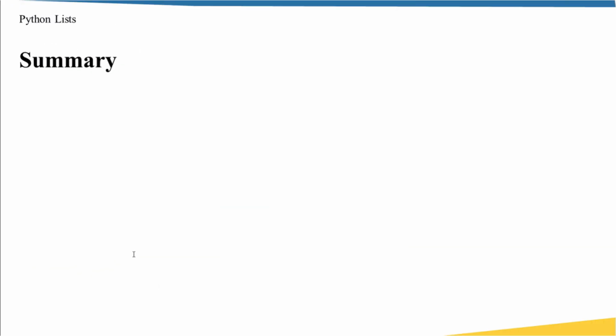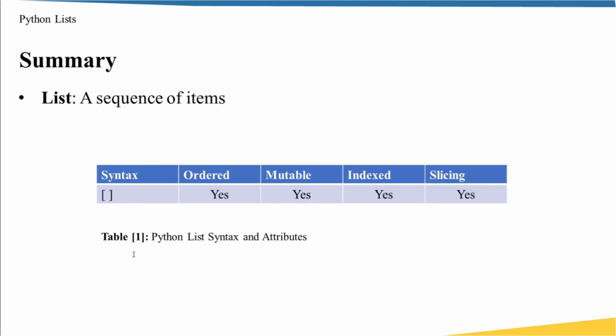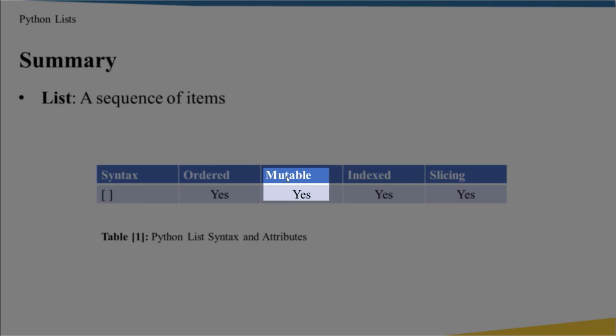Now let's recap what we have learned in this lecture. As we see, list is one of the very common data structures in Python, and it represents a sequence of items. In order to define a list, we have to use square brackets, and we see that it's an ordered data structure, it's immutable, it's indexed, and it supports slicing.